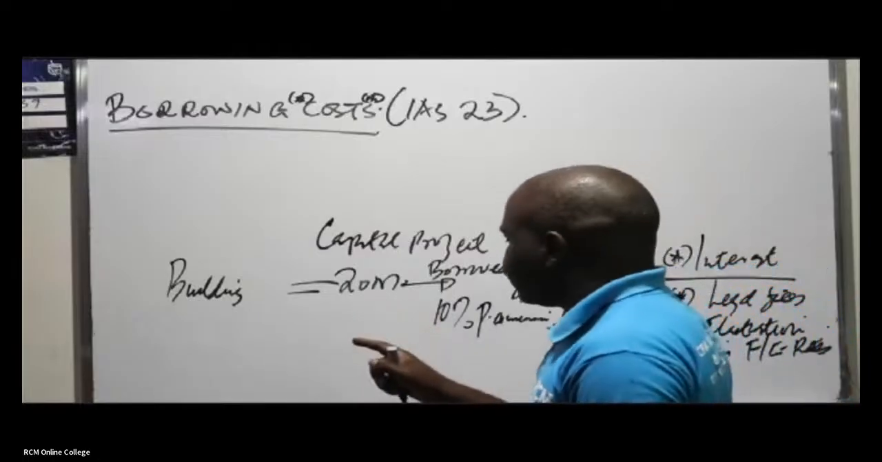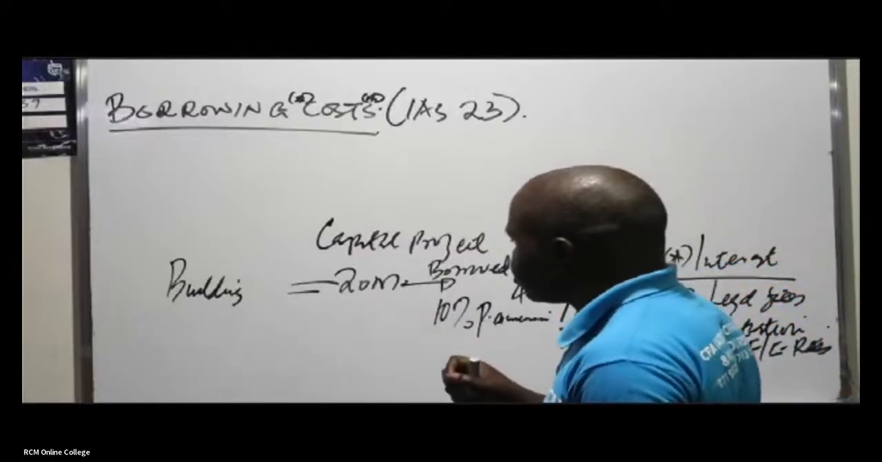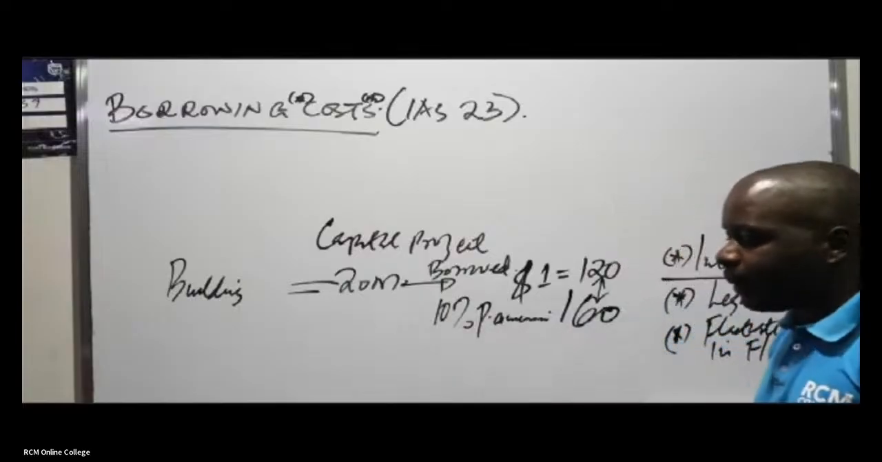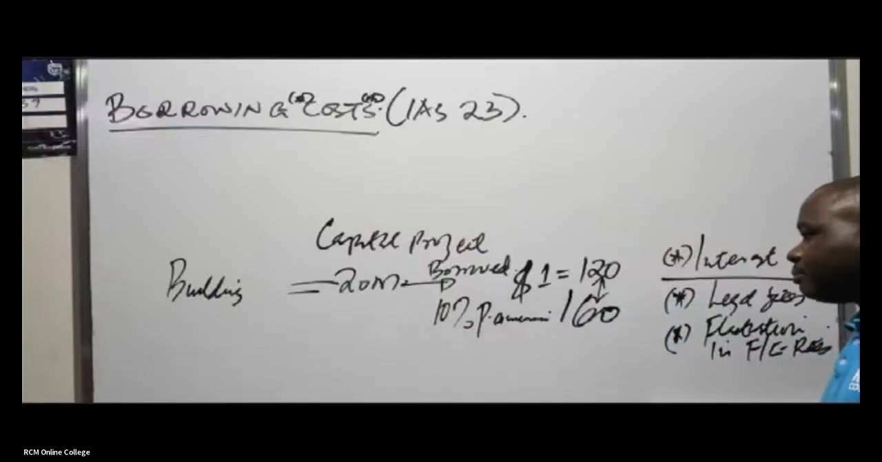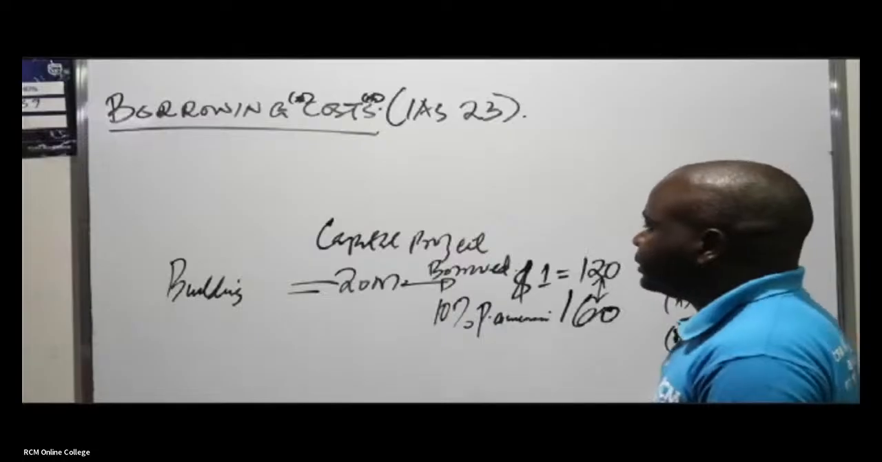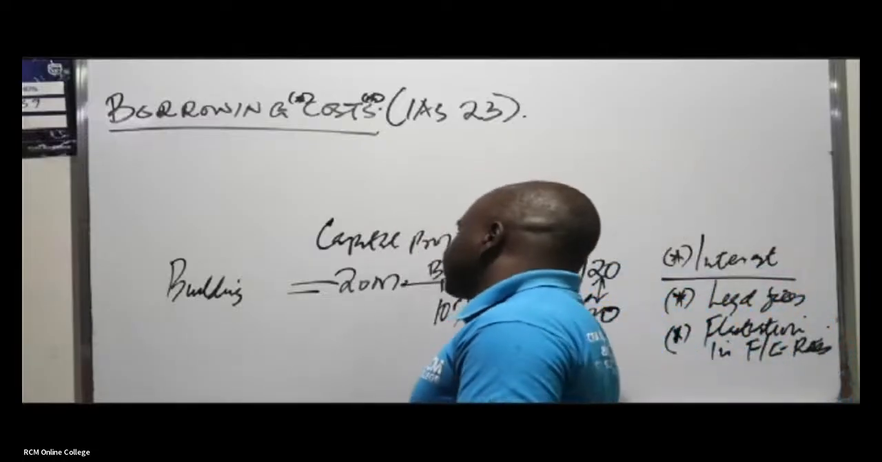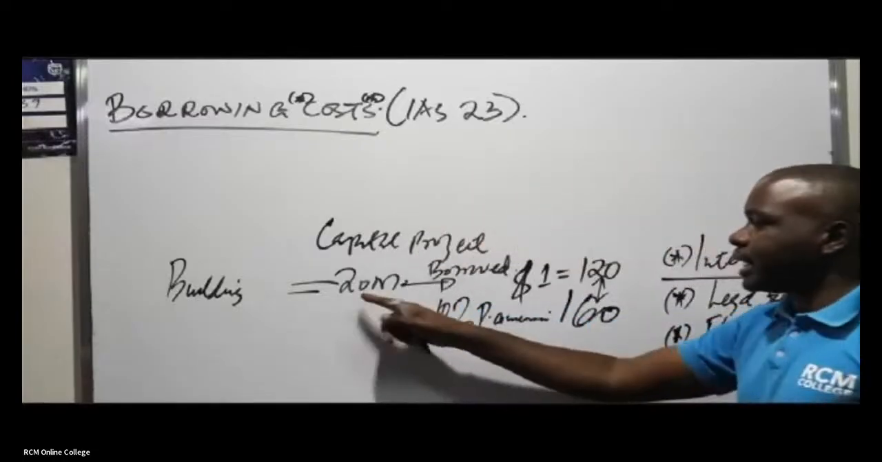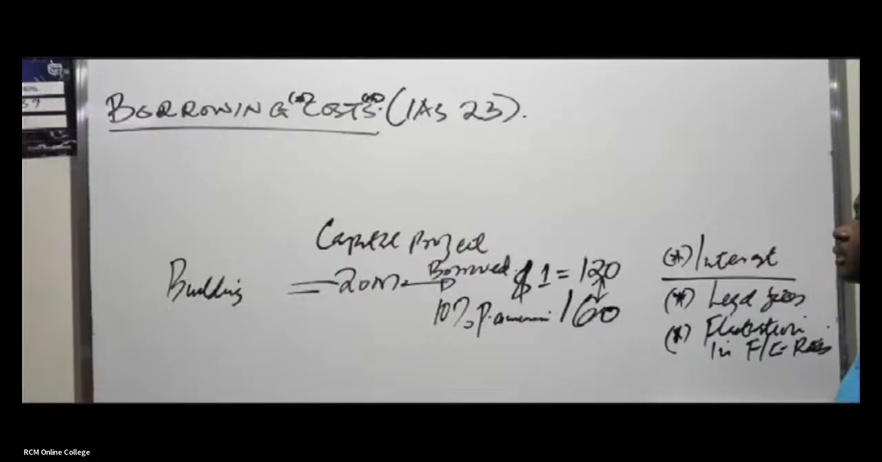They have given you the money, but they tell you that they'll charge you 10% interest per annum. So by the end of the first year, you would have incurred how much interest? 2 million, because 10% of this is 2 million.